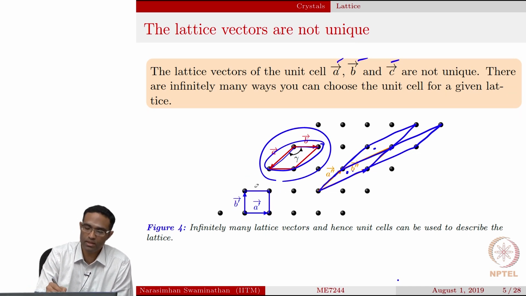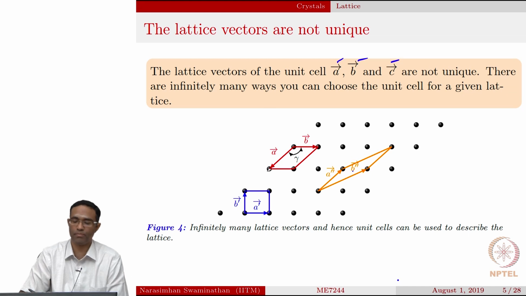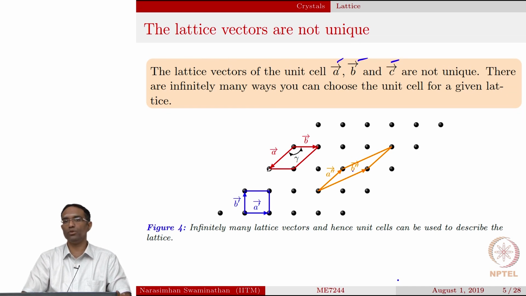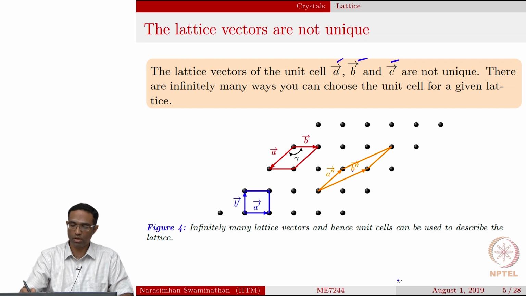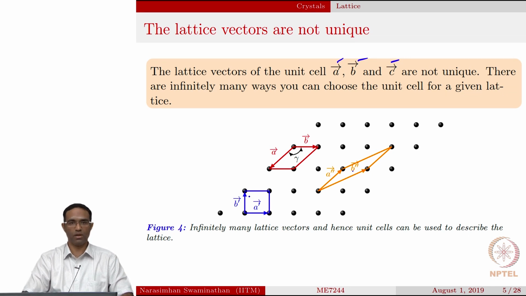So, these unit cells are generally chosen based on convenience and other considerations, such as the kind of symmetry that the unit cell has and the kind of symmetry that is present in the underlying lattice that you are trying to generate. So, we will study those things as time goes on, but it is important for us to understand that the lattice vectors and the unit cell consequently are not a unique choice.